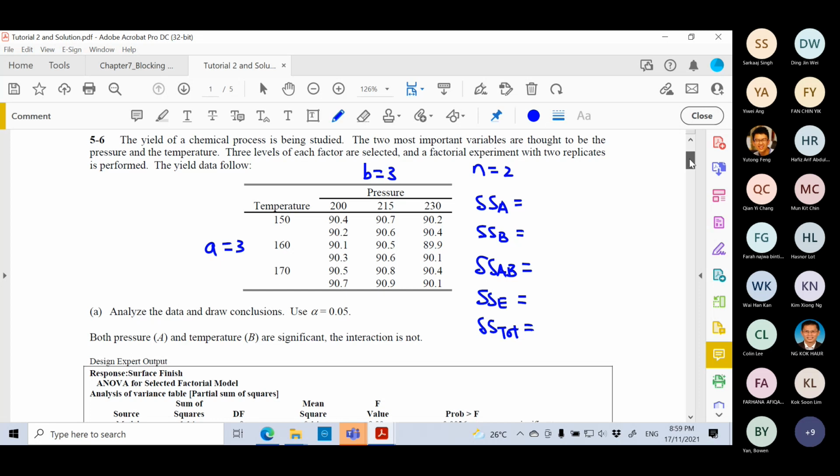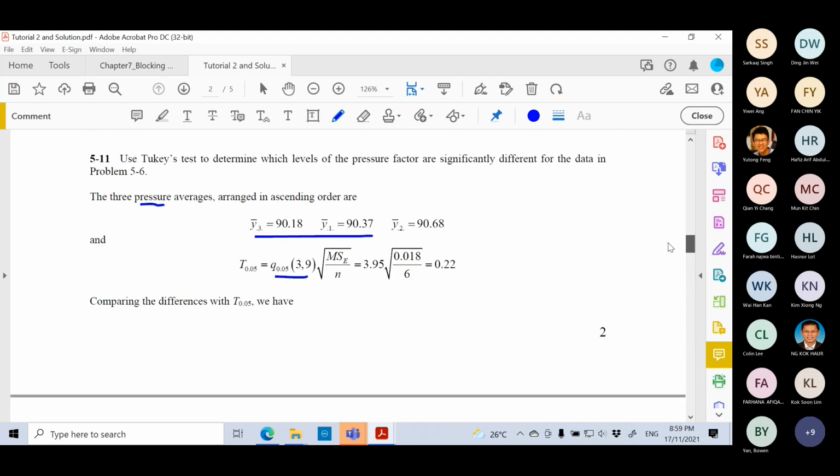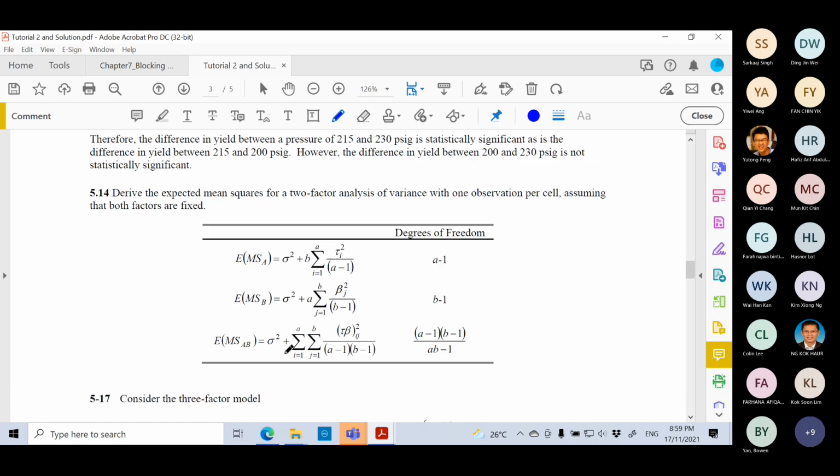For the first question is here. For the second and third questions, in fact, I don't ask you to derive them. I want to show them to you. This is an expectation. For the test, I won't ask you to do any proving. In questions 5.14 and 5.17, I do not ask you to derive. I just want to show you the expected values of the MSA, MSB, and MSAB.